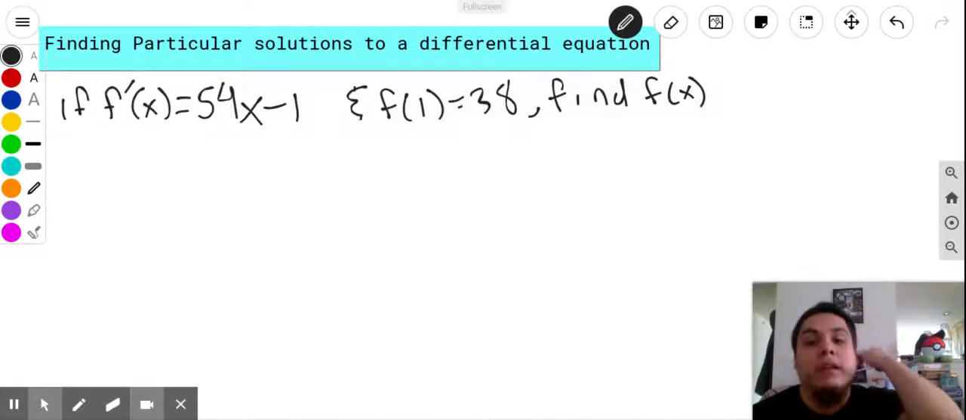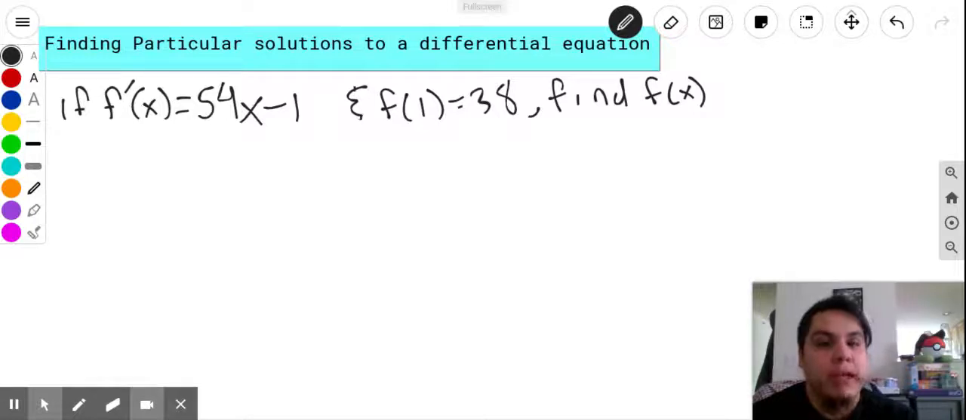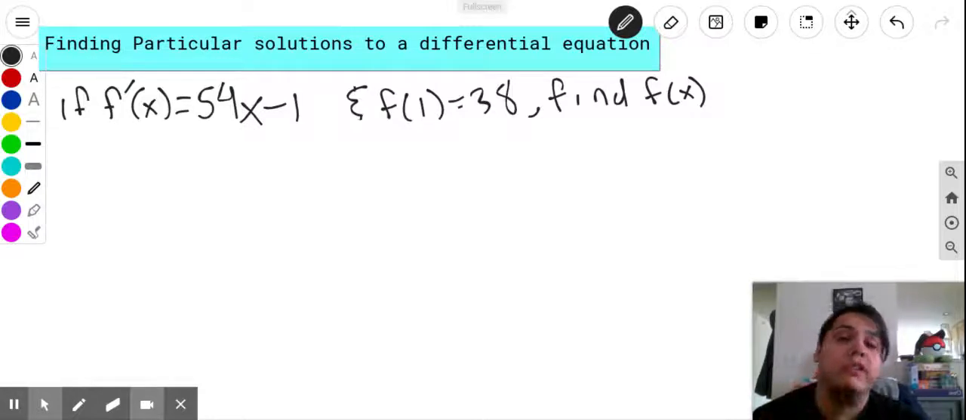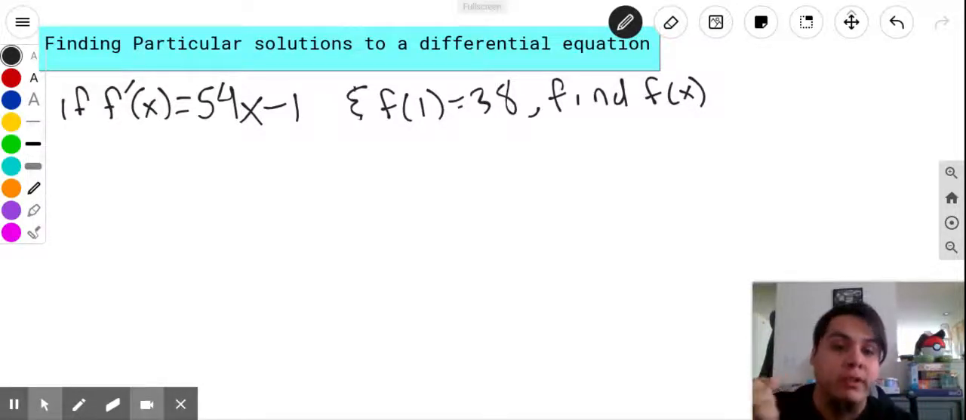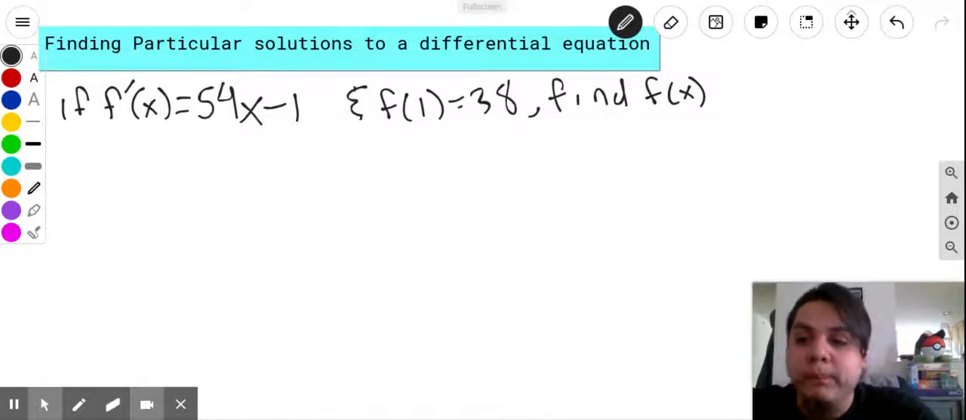So let's say we start with this. We have f prime of x is equal to 54x minus 1, and we're told that f of 1 should equal 38. Important is we have the derivative and we know a specific point on the original function. That should be enough for us to figure out the particular solution to this f of x based off the additional information of the given point.